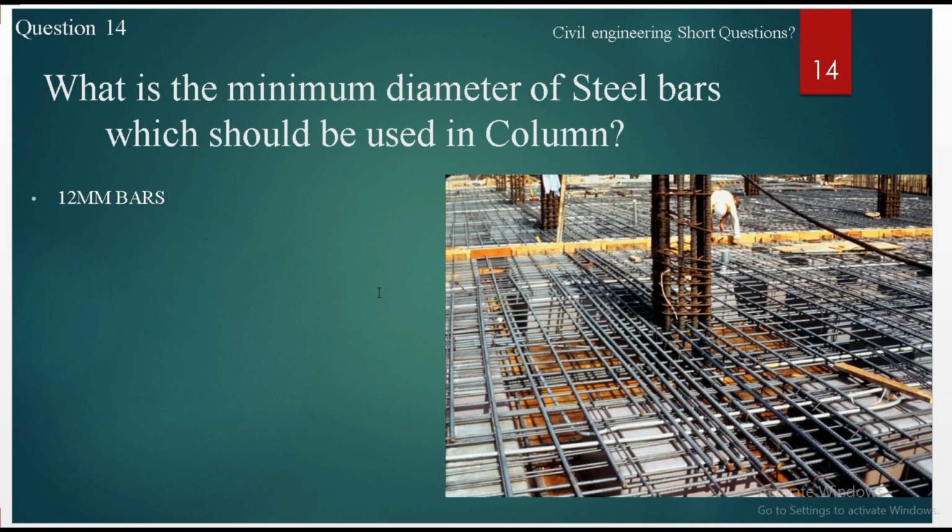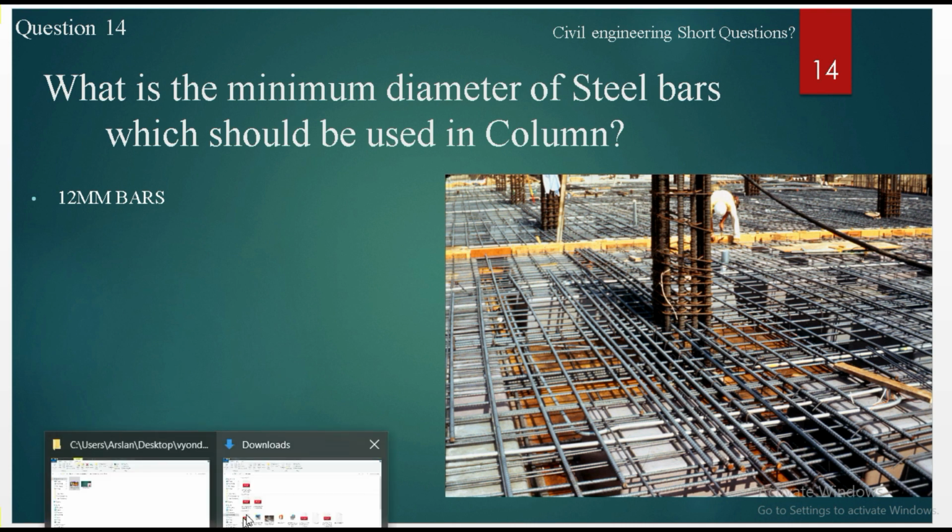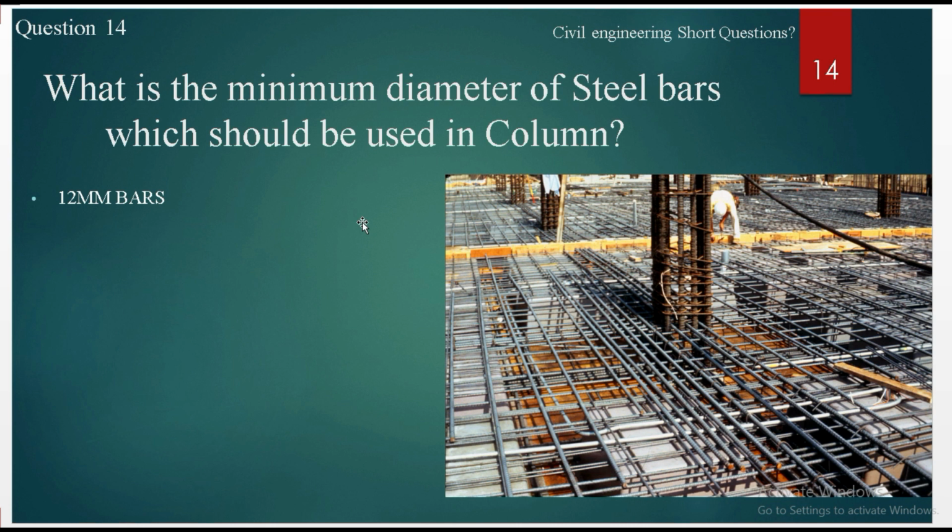Question number 14. What is the minimum diameter of steel bars which should be used in columns? Well, it's 12 mm bars. I believe the minimum grade of concrete which should be used for columns is M20 grade. So M20 grade and 12 mm bars is the minimum which you should use for columns. Columns are, in fact, the most important compressive vertical members of a structure. So 12 mm bars and M20 grade concrete.